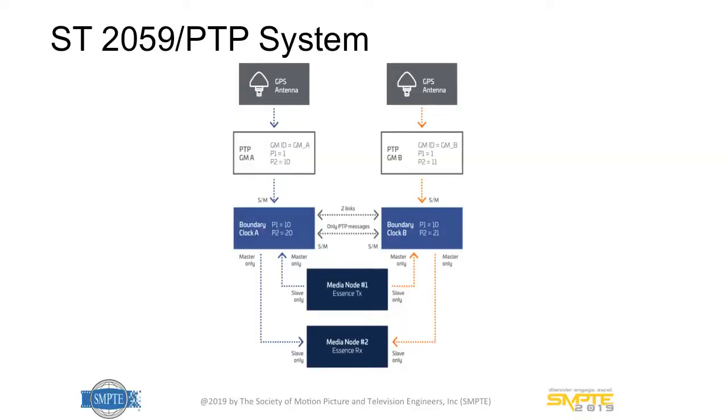Just diving into the PTP part of that. Typically you'll have, say, a couple of grandmasters. They'll typically have GPS antennas, connected into your essence switches and then connecting down to your media nodes.